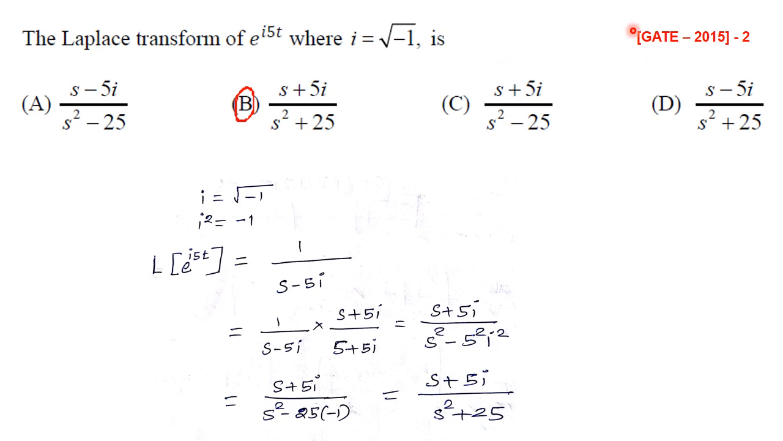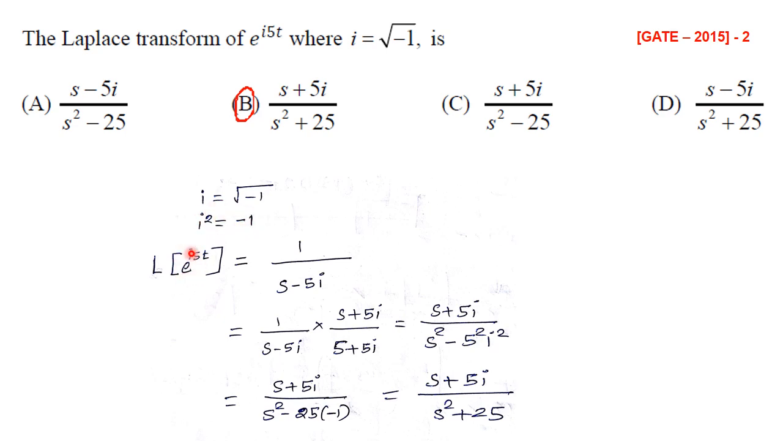Discussion on previous year questions. It's GATE 2015 set 2, mechanical engineering Laplace transform question. The Laplace transform of e power i pi t, where i is equal to root of minus 1, is. These are the four options given in the question. Now we are going to crack it. i is equal to root of minus 1, so i square is equal to minus 1.